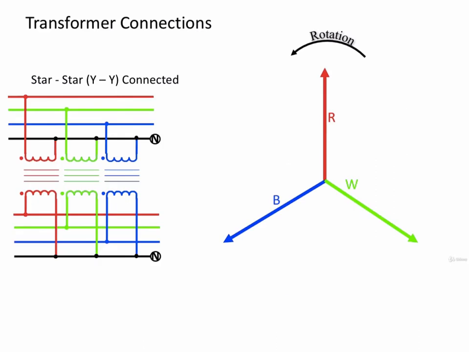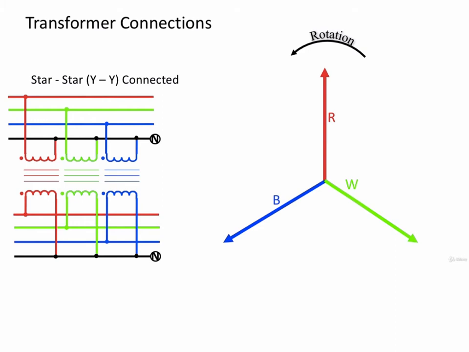As I have said, the star-star connected transformer can deliver two voltage levels at both the primary and secondary. That is, phase to neutral or phase to phase. Let's look at the primary side only, for example. The secondary side is exactly the same, only at different voltage levels.